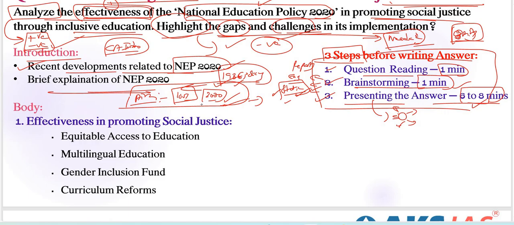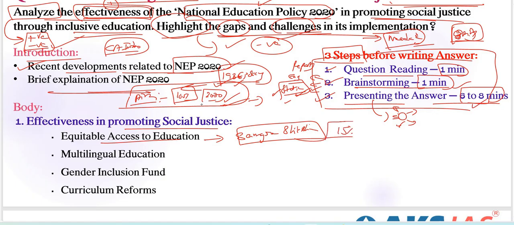In this body part, we need to address the keywords one by one. Here, effectiveness in promoting social justice is one important keyword. So here, NEP 2020 emphasizes universal access to education at all levels, right? According to recent data, we need to mention each and every point. For each and every point, we need to add some justification, that is, examples or facts or data, right? According to recent data, initiatives like Samagra Shiksha have already increased enrollment rates among SC/ST students by 15% in several states.